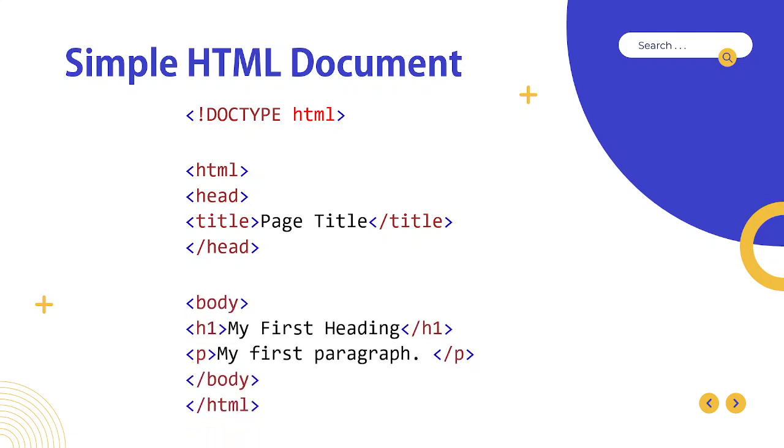Okay, next, the body. Here is an example of a simple HTML document body. It has an H1, my first heading, and the P, or my first paragraph. Then close the body with the end tag, and so with the HTML.